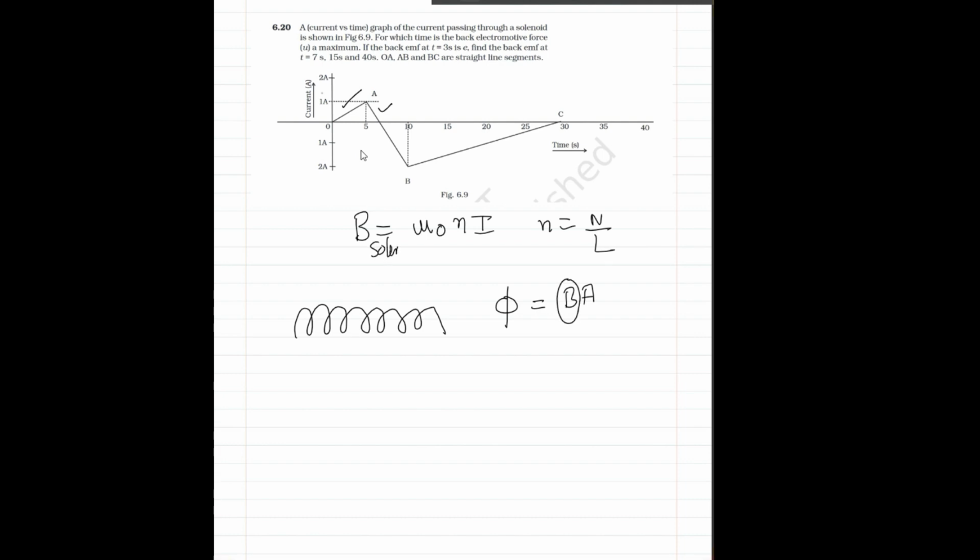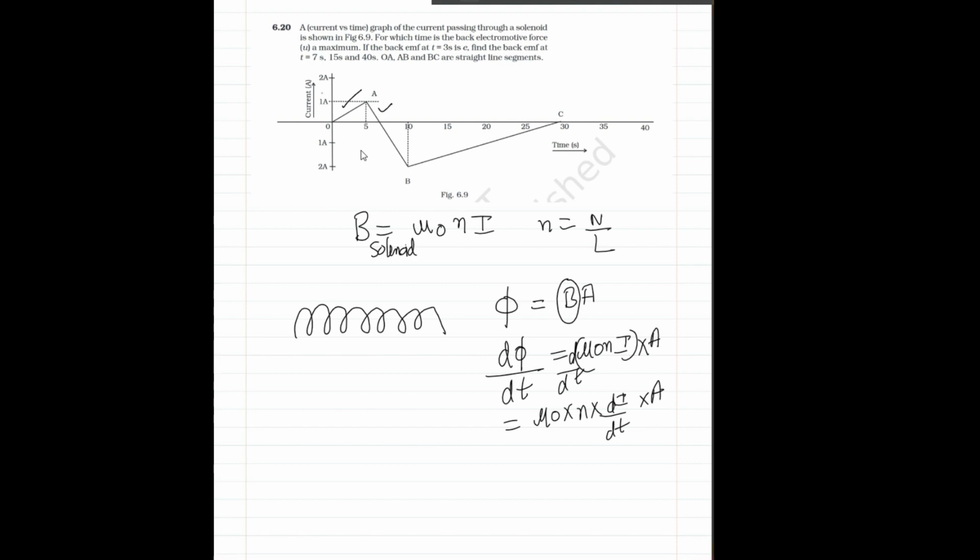Now you know the flux is given by B dot A, and the magnetic field in a solenoid is known to us, right? It's mu naught Ni. Take the derivative of both the sides, and you know the medium does not change. What changes in this scenario is the rate of change of current. So di by dt into A, right?